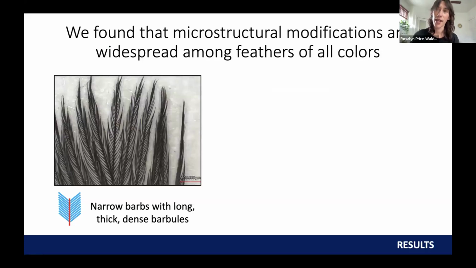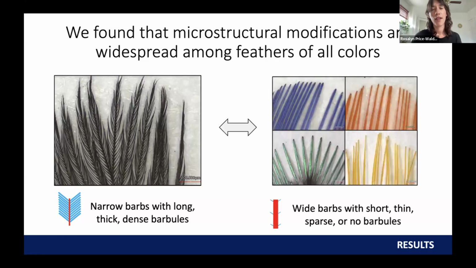So the first takeaway is that there's a ton of variation among different kinds of feathers. So here I'm showing you a confocal image of a melanin-containing feather, and you can see it has these really narrow barbs with relatively long, thick, and dense barbules. But on the other hand, both carotenoid pigmented and structurally colored feathers tend to have wide barbs, and the barbules are really reduced or even absent. So the feathers that I'm showing you here are sort of on the extreme end of this, of having wide barbs and reduced barbules, but there's also a lot of interesting variation in the middle.